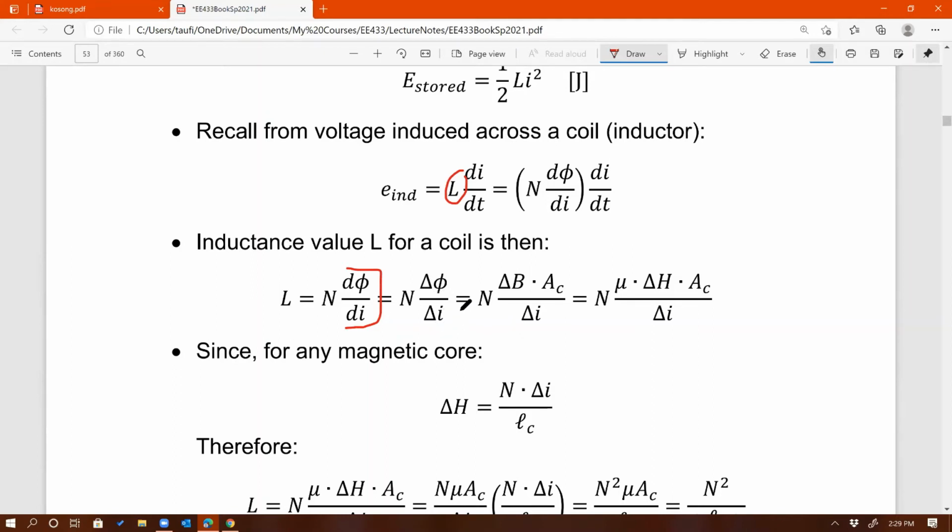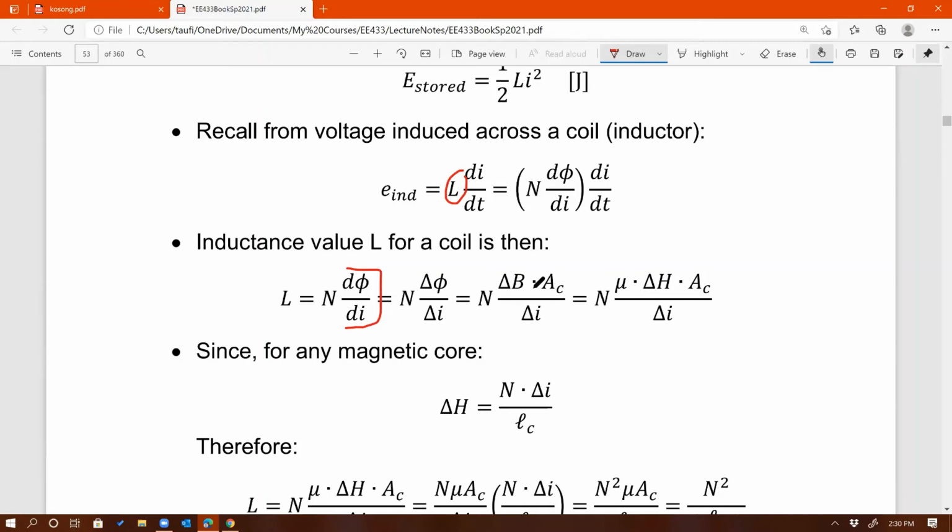Okay? And we know that the equation for phi is related to B, right? Remember, B is equal to, what is it again? Phi over A. So therefore, phi is equal to B times A. So delta phi should be equal to delta B times A. Remember, A is constant, right? That's the cross-sectional area of the core. And then delta I, just leave it like that for now, okay?